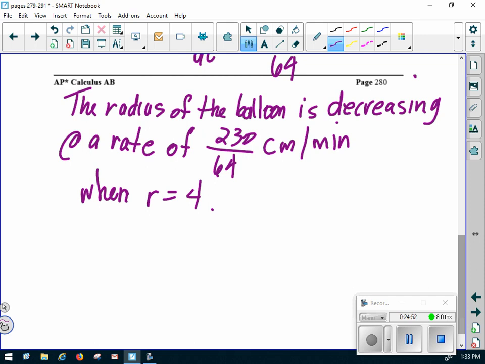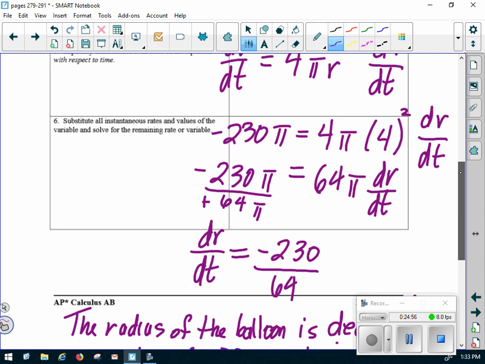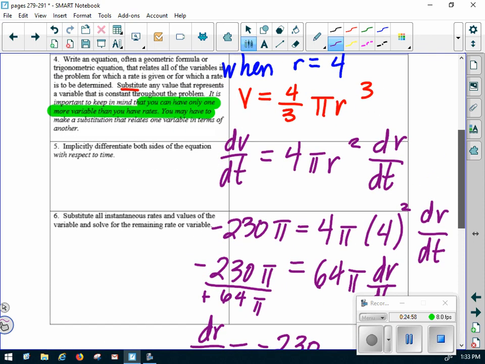Now, there's one mistake that I'm afraid you'll make because it's really a common mistake. What students want to do is say, oh, R is 4, so I'm going to substitute 4 in here before I take the derivative. Mm-mm. Is the radius of that balloon always 4? No. Then you cannot substitute it in until after you take the derivative.